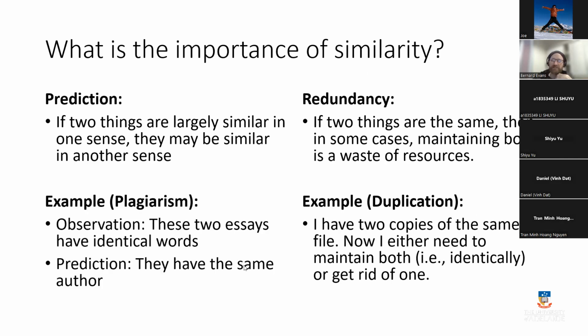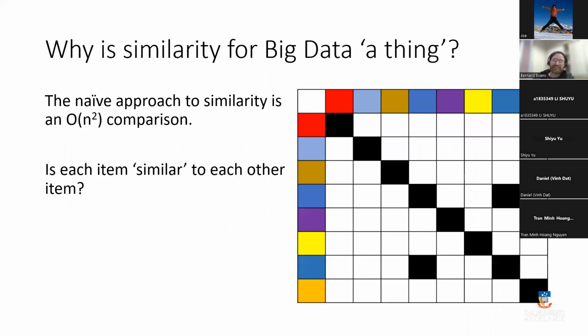So the plagiarism example is, these two essays have identical words. So this is the observation, right? And so my prediction would be that they have the same author. That's what plagiarism is at its core. We're not just detecting plagiarism. What we're doing is we're saying, based on the similarity of these documents, I'm going to assume that the person who wrote the documents is the same. That's what plagiarism actually means.